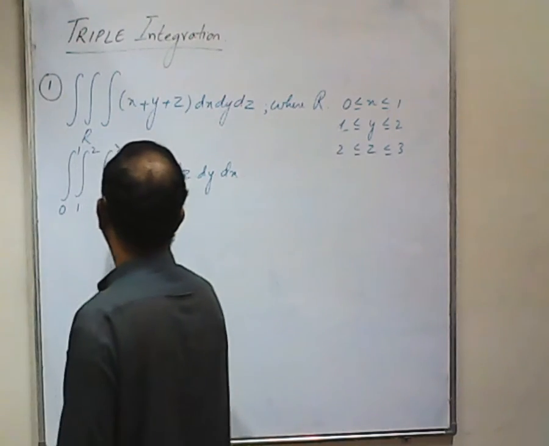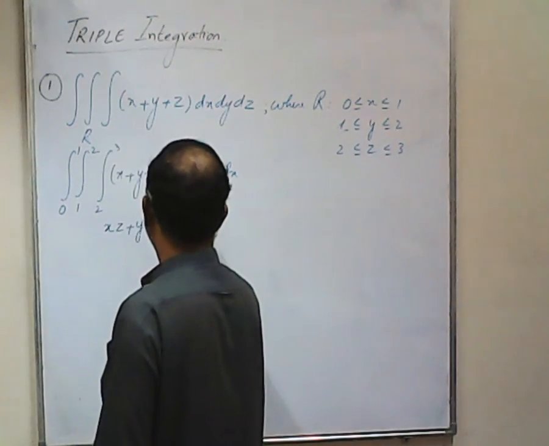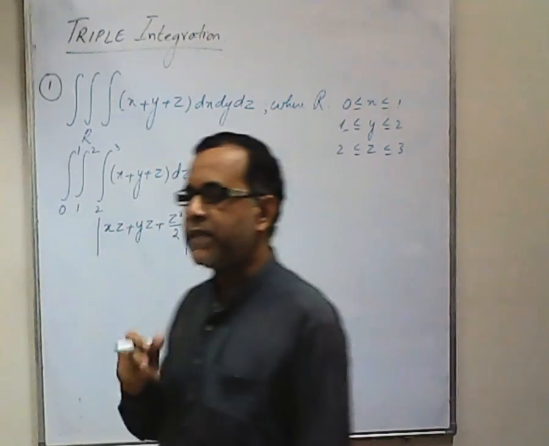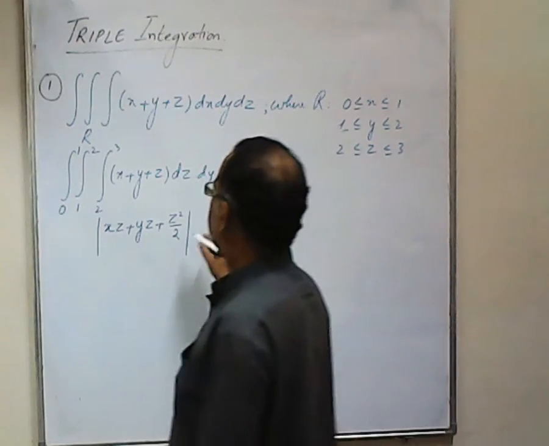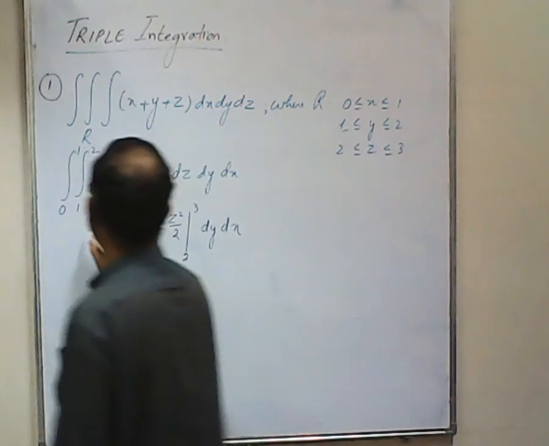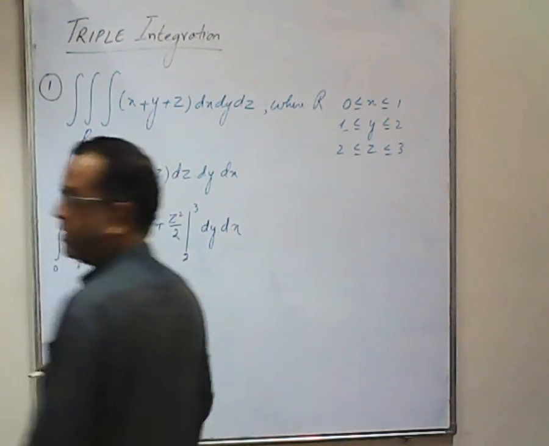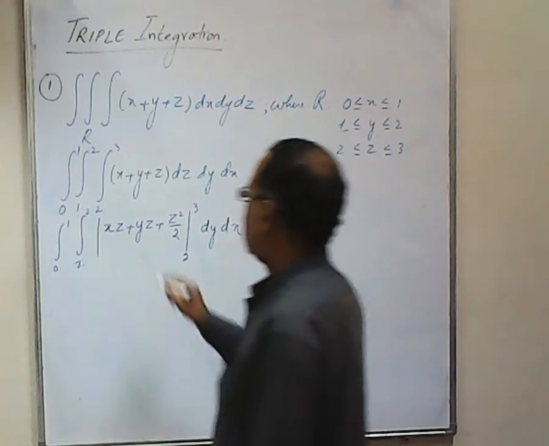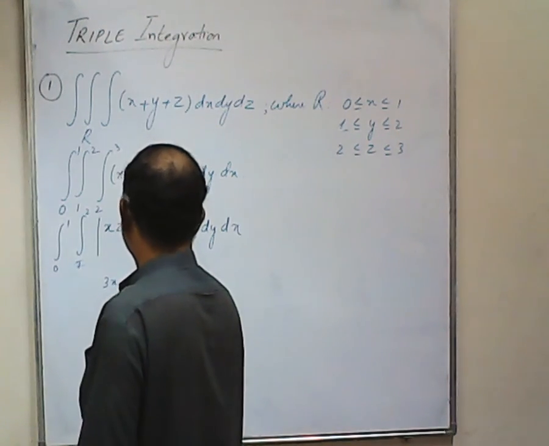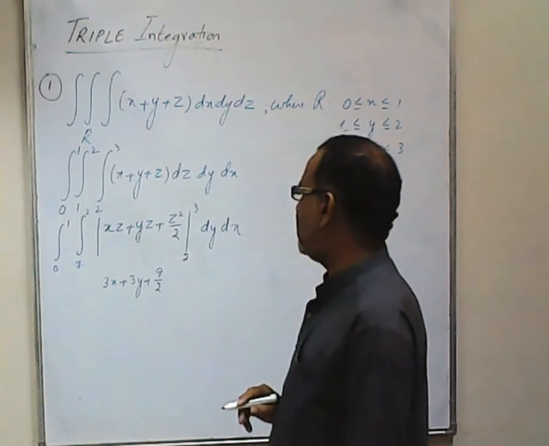If I integrate with respect to z first, it will be xz plus yz plus z square by 2, because with respect to z we will treat x and y as constants. Then we need to substitute the values, which are 2 to 3, and then we have dy and dx, with the integral of y from 1 to 2 and the integral of x from 0 to 1. When I substitute the upper limit 3, it will be 3x plus 3y plus 9 by 2, since z square means 3 square, 9 by 2.